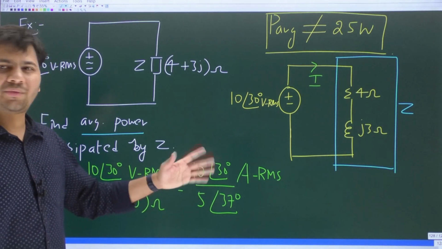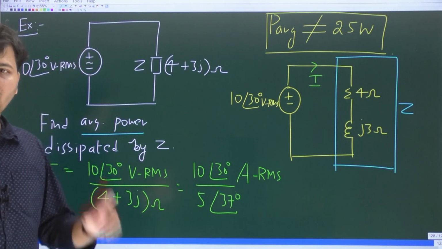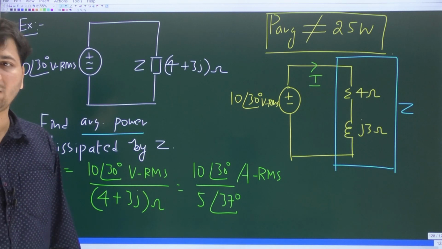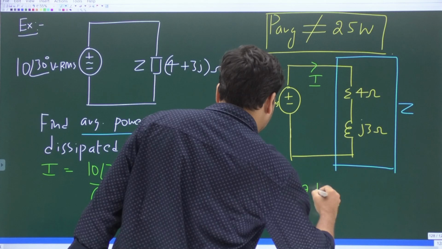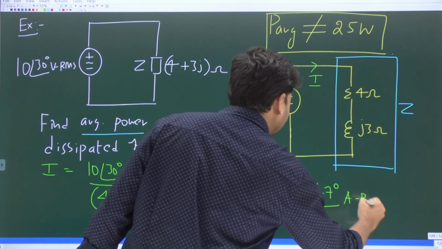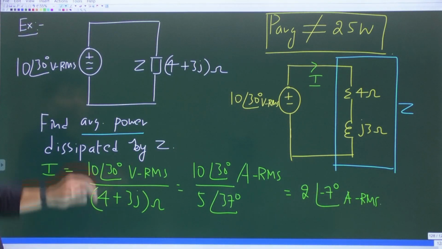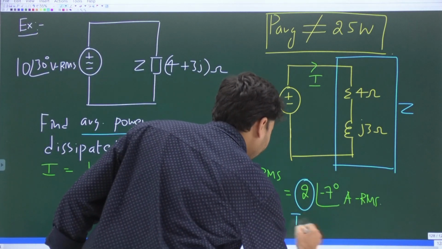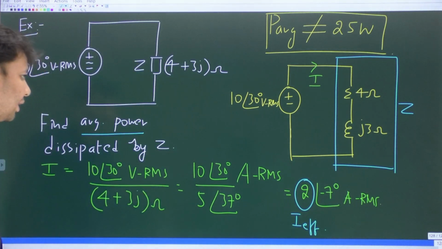So what is 10 by 5? 2. Forget about the angle. We only require the effective value of the current; square it, multiply it with the resistance, and you will get the average power absorbed by the resistor. So it is going to be 2 at an angle minus 7 degrees amps RMS. That's all. So what is the effective value of the current? This 2 amps is I effective.